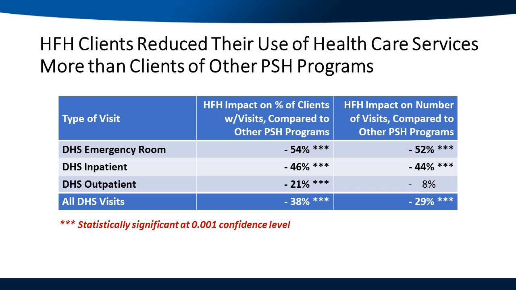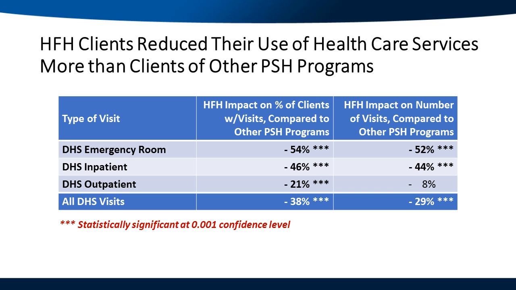In the second column, we have estimates for how Housing for Health affects the percent of clients who use any services. For example, the first one, the 54%, the way to interpret it is, if all of Housing for Health clients had been enrolled in a different permanent supportive housing program in LA County instead of Housing for Health, then we would have expected 54% more of them to be using emergency room services.